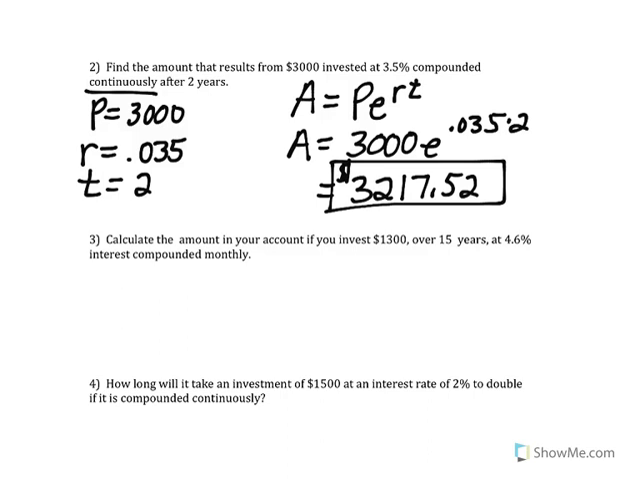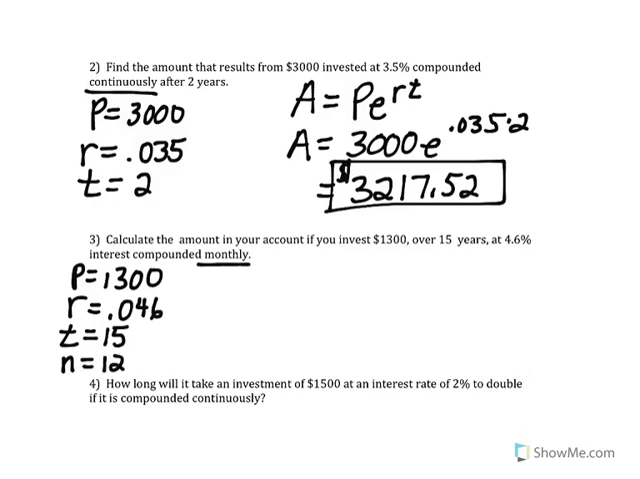This is the last one we're going to do where we're just typing it straight in the calculator before we start having to take the log or the natural log of both sides, which will take a little bit more work. So we're going to calculate the amount of money if you invest $1,300. So P is $1,300. Our rate is 0.046, and we're going to do this for 15 years, compounded monthly. So our N is going to be 12. We're going to use this formula.